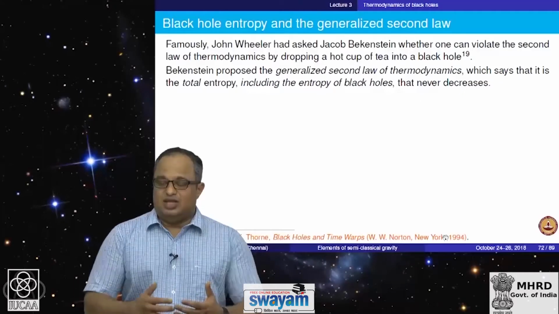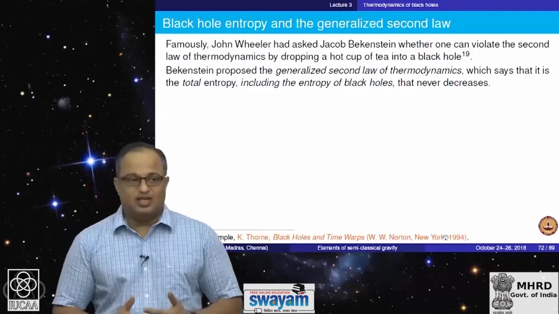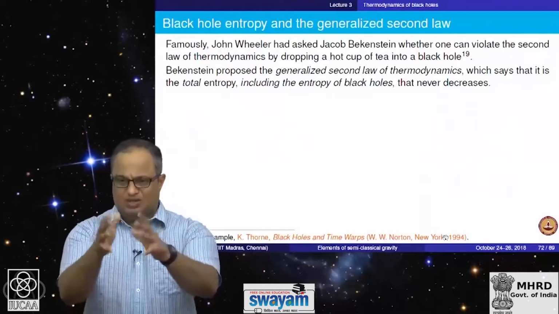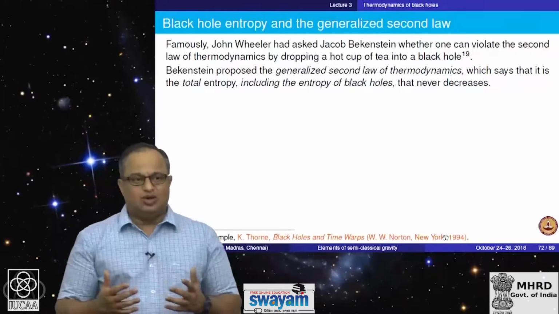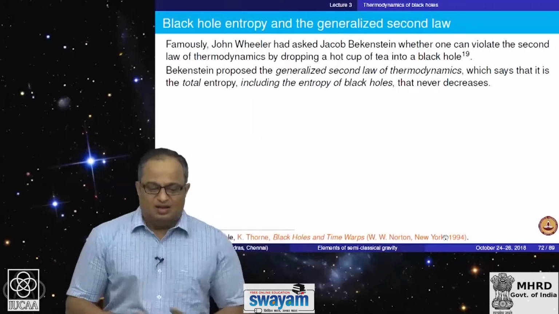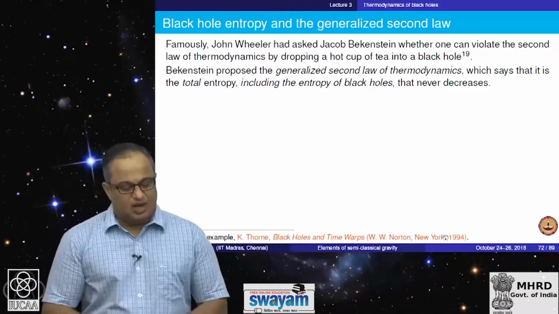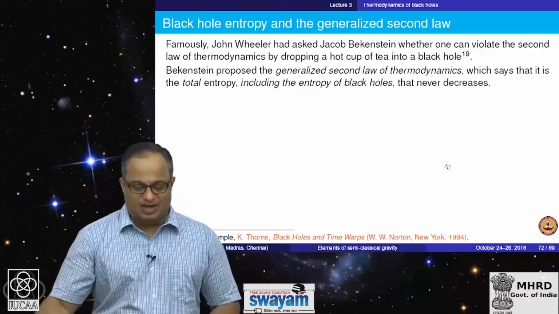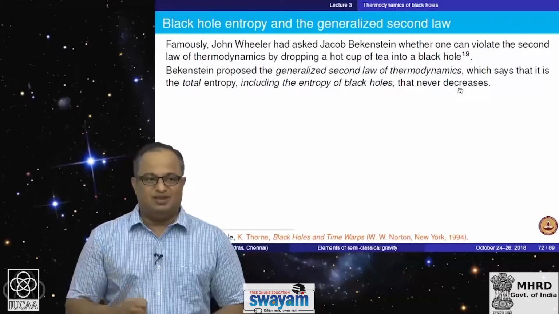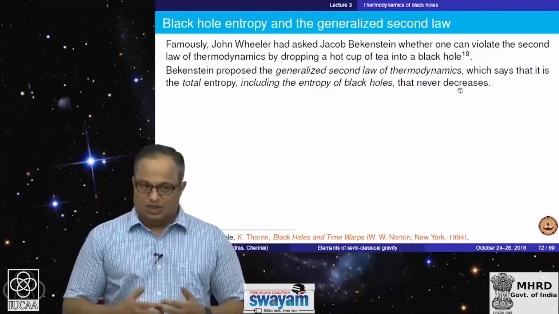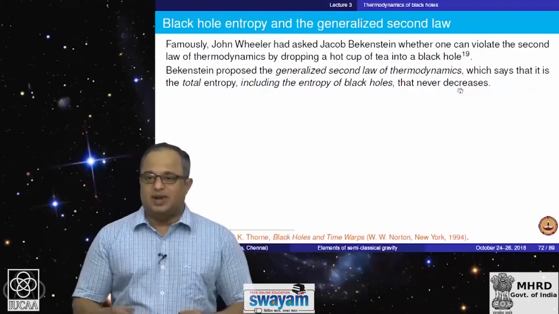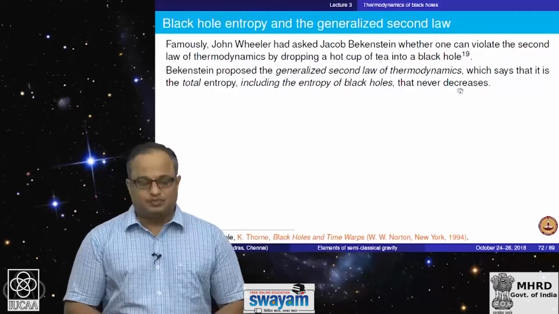So, now these were the classical laws of black hole thermodynamics, and no one thought, in the classical sense, black holes are black, perfectly black, and no one thought anything can emerge from the black hole. And this is where Bekenstein comes in, and famously John Wheeler had asked Bekenstein whether one can violate the second law of thermodynamics. You have a cup of tea and I throw it in the black hole. Can I violate the second law of thermodynamics by hiding everything inside a black hole?